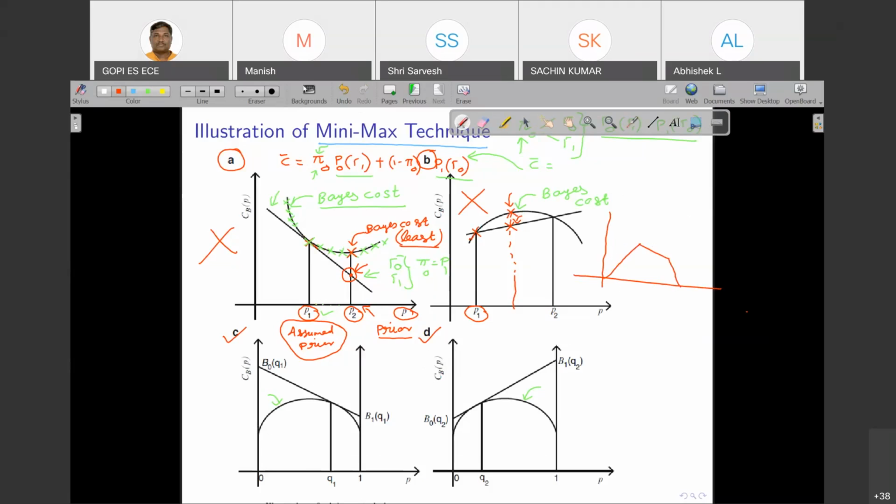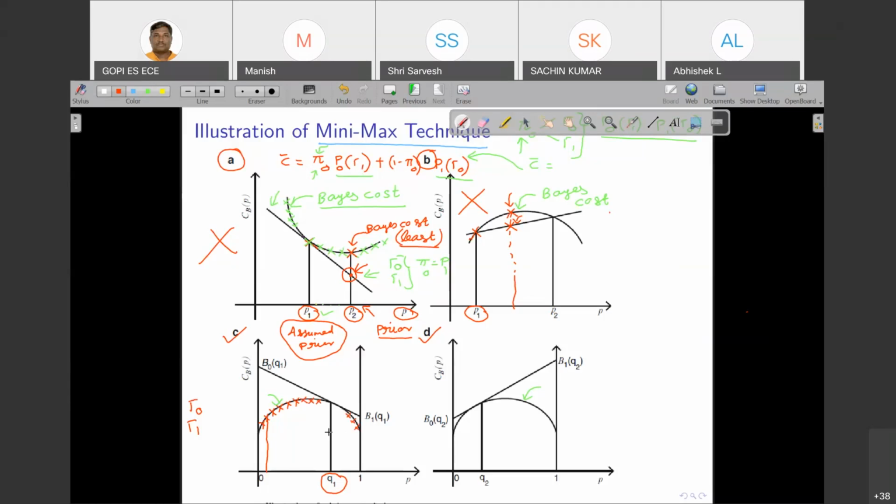Now let me once again discuss this minimax, right? Here Q1 is the assumed prior probability, and you have the base cost for every prior probability. What I really mean by that is, for one particular prior probability, you are designing. Designing means getting this gamma naught and gamma 1 and finding out the average cost. And like that, you are plotting, and this is the base cost curve. So these are all the base cost curve.